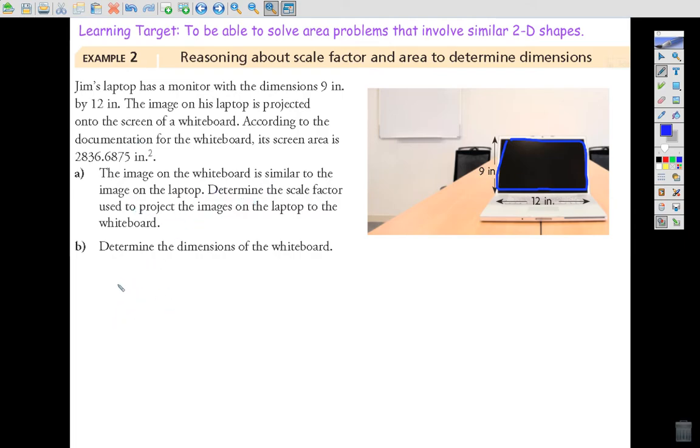So what we're going to do is find the actual area of the laptop screen and compare it to the area of the whiteboard screen given, to determine the scale factor. If you think about it, we have area new. I'm going to try and set up an equation here. Area new is equal to 2836.6875, and that's inches squared. Now, the area old is given by 9 inches times 12 inches.